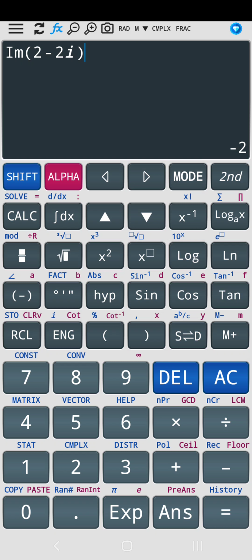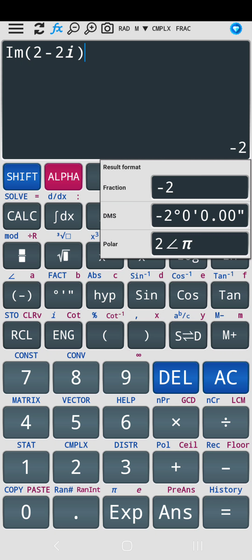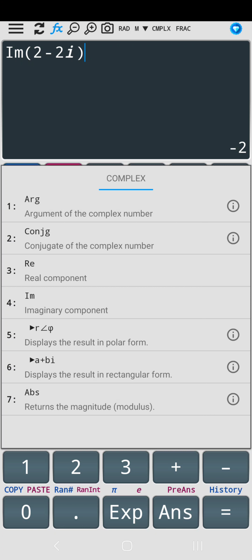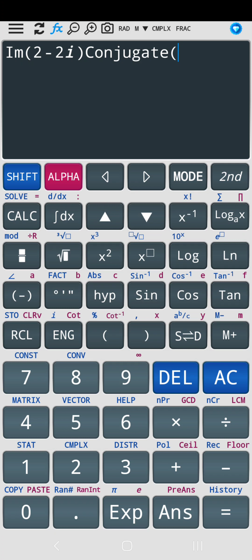Okay, so even in case of this, you have result format, fraction, the degree and the polar, if you just press here you will get it. In your real calculator 991 ES you will not be getting this. So suppose I want the result, the absolute value, the modulus, or say I want the conjugate. Conjugate is very simple, right? Conjugate of 2 minus 2i, you will get 2 plus 2i.